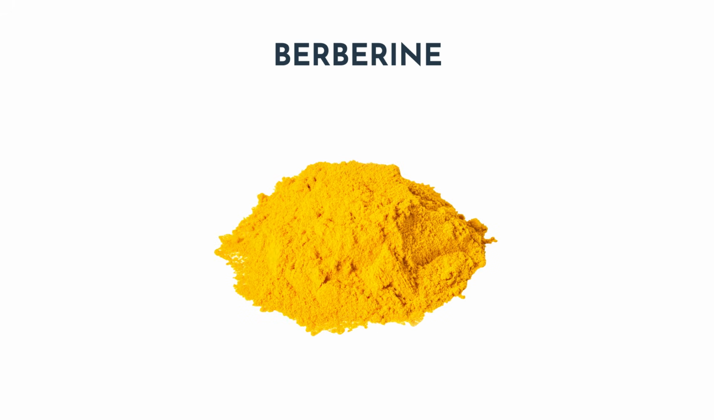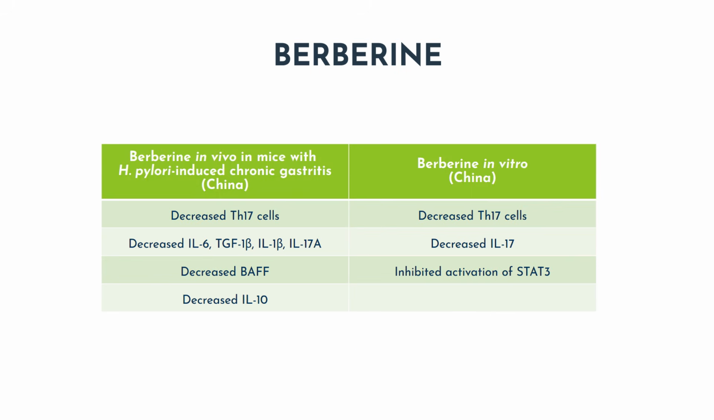Berberine is another herb. We use berberine widely in naturopathic medicine and in North America. Berberine can be really helpful. Berberine in vivo in mice with H. pylori-induced chronic gastritis was shown to decrease the Th17 cells, and decrease cytokines IL-6, IL-1 beta, IL-17 alpha, and TGF-beta. And in vitro, it decreased Th17 cells and IL-17. So berberine can be very helpful as well.